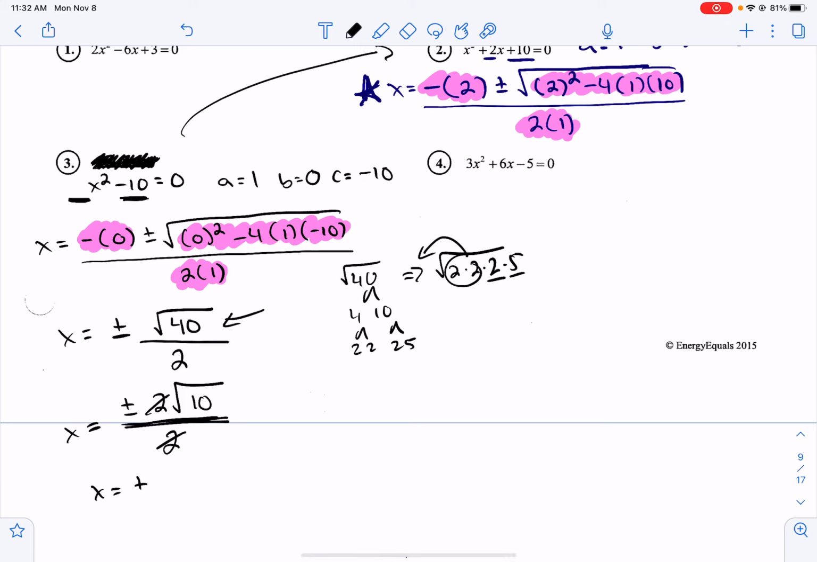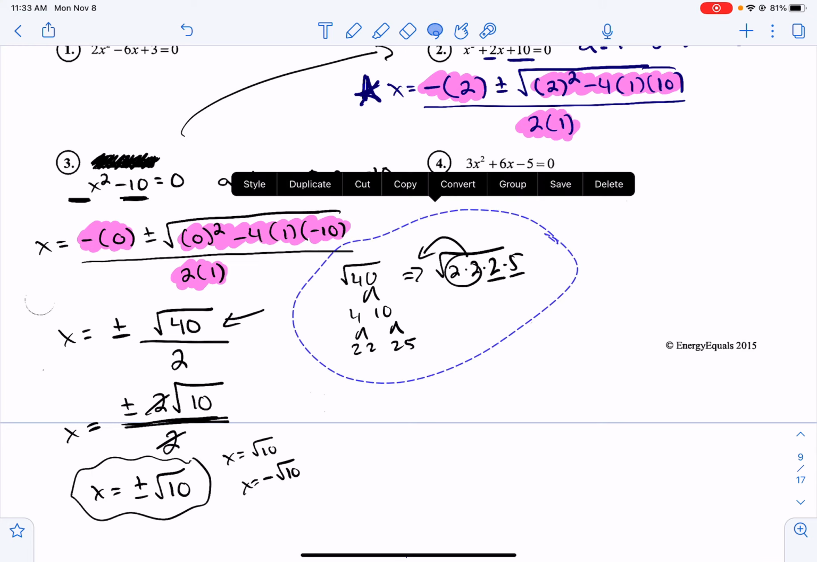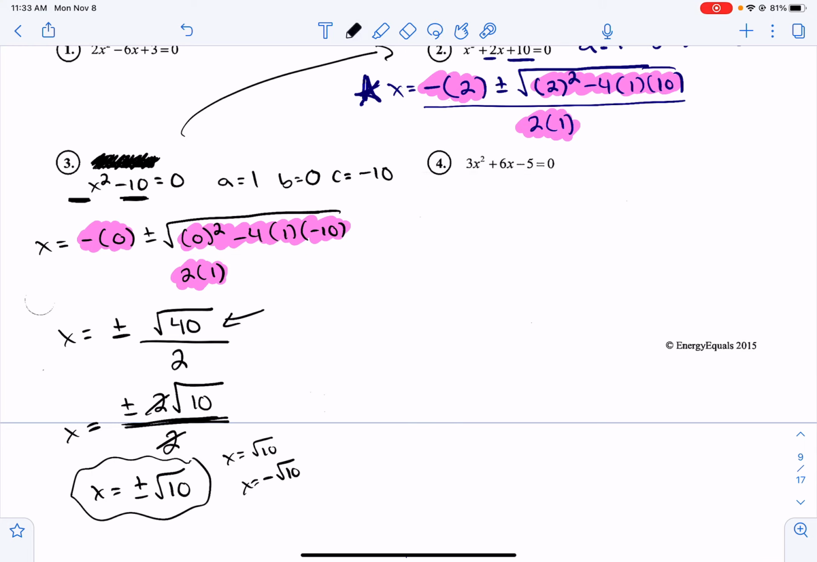equals a positive and a negative. The only thing left is a square root of 10. And since that's not a nice number, I stop right there. I'm done. X equals positive, negative, square root 10. Now remember, that's actually 2 answers, right? X equals square root 10 and x equals negative square root 10. But we can write them as one in one form like that. First example. Okay, let's go on to number 4.